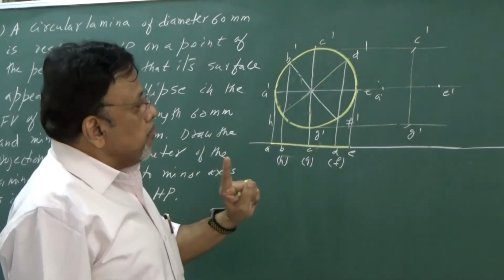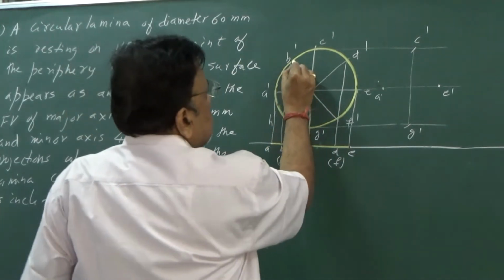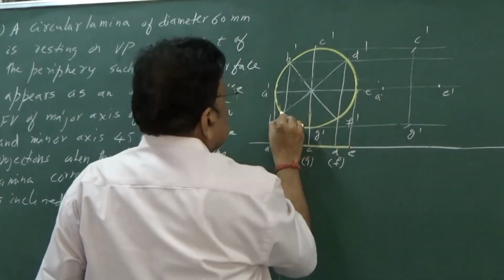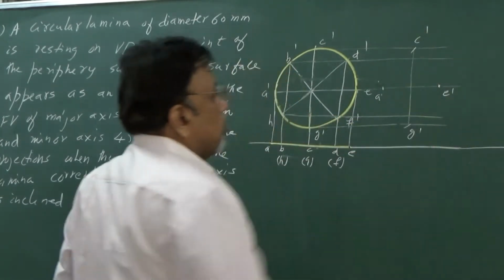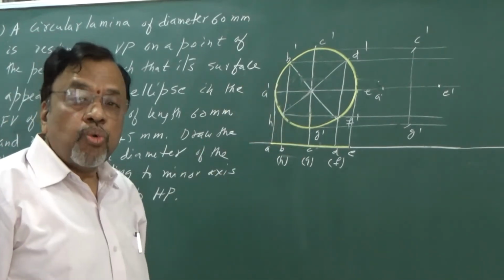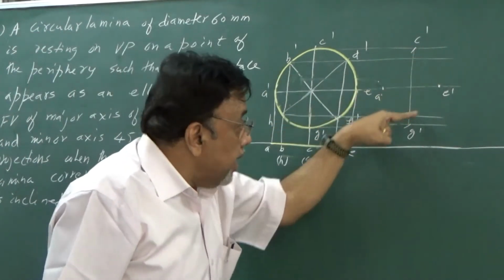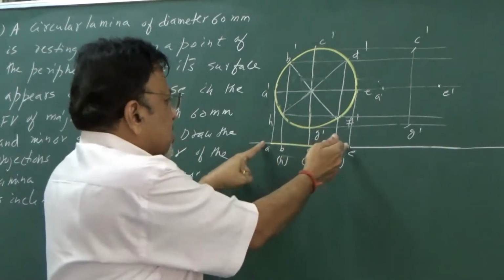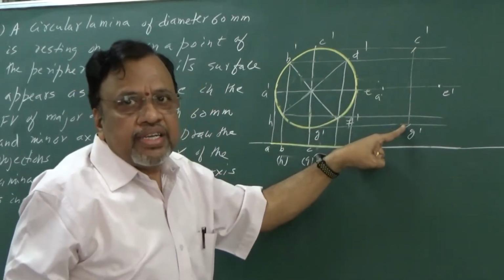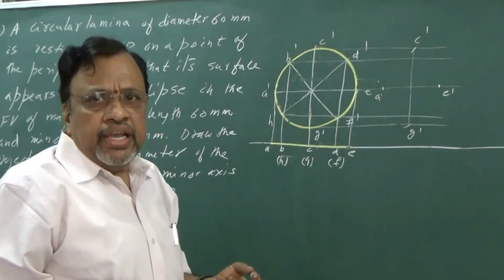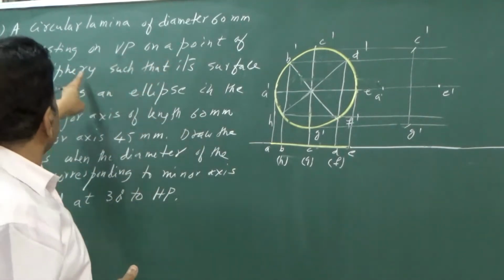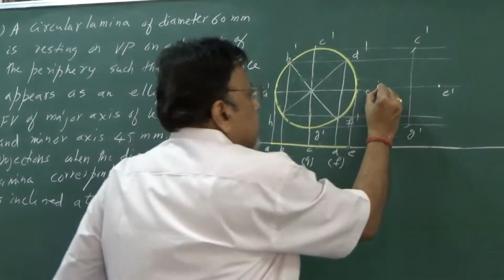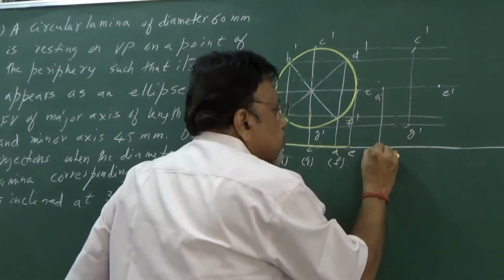Now I am also interested in getting these intermediate points. How do you get these points? I cannot get them directly. To get the intermediate points, first I should show the inclination in the top view. But these are the critical points I have done directly. Where do you get A? Given that it is resting on one of the points of the periphery on the VP, I am considering A only. So A will be the next one, so this will be A.